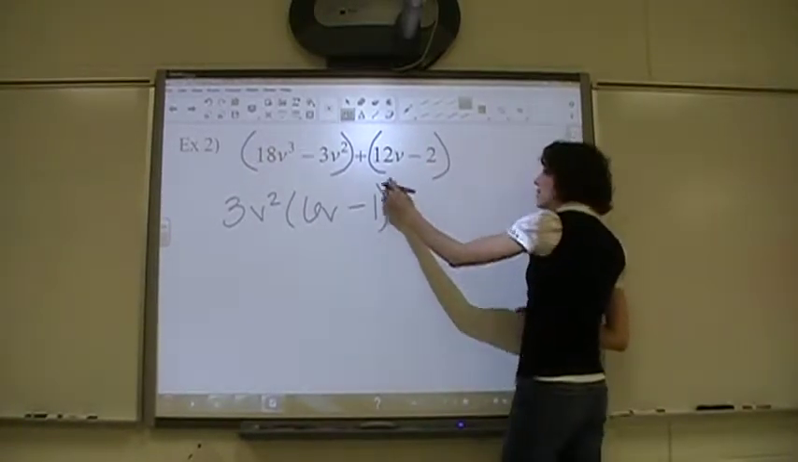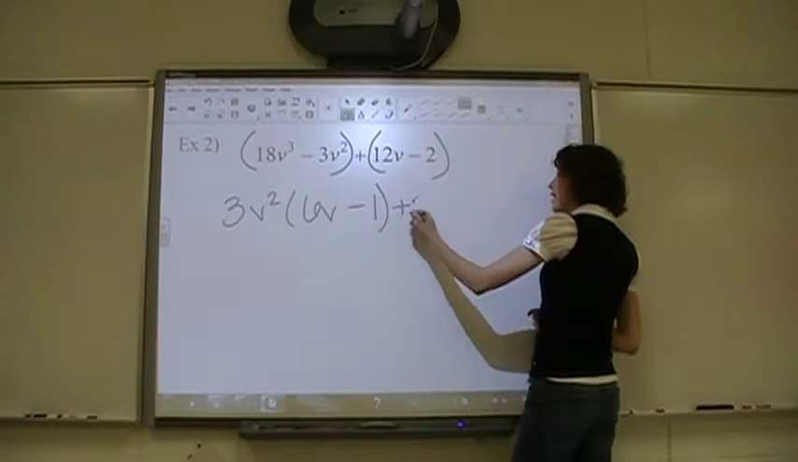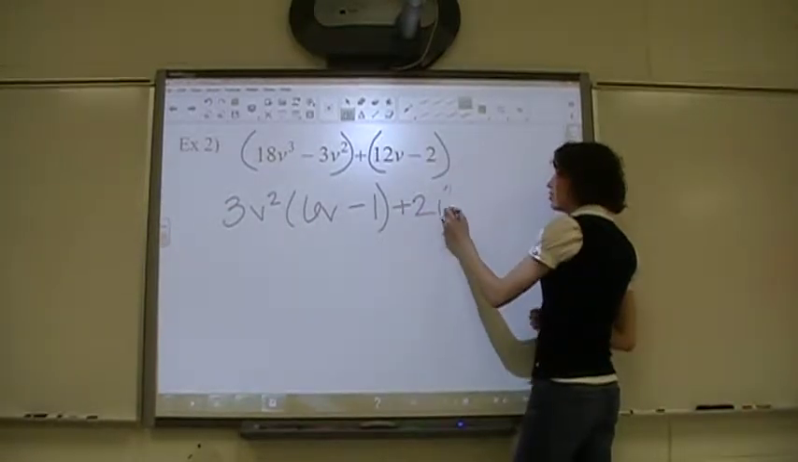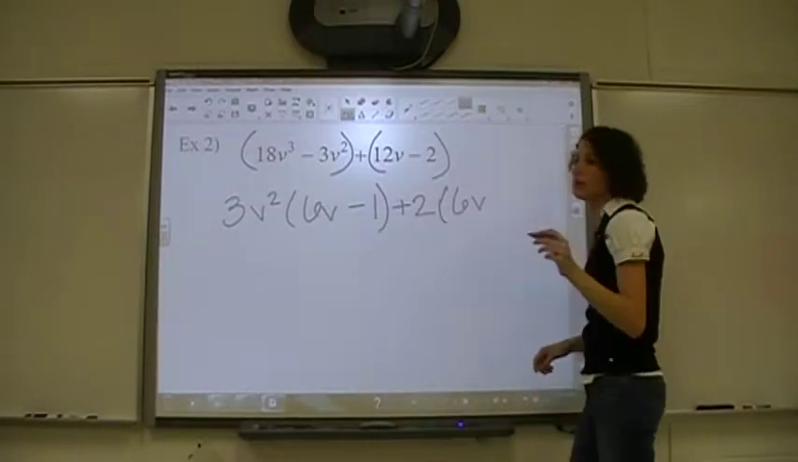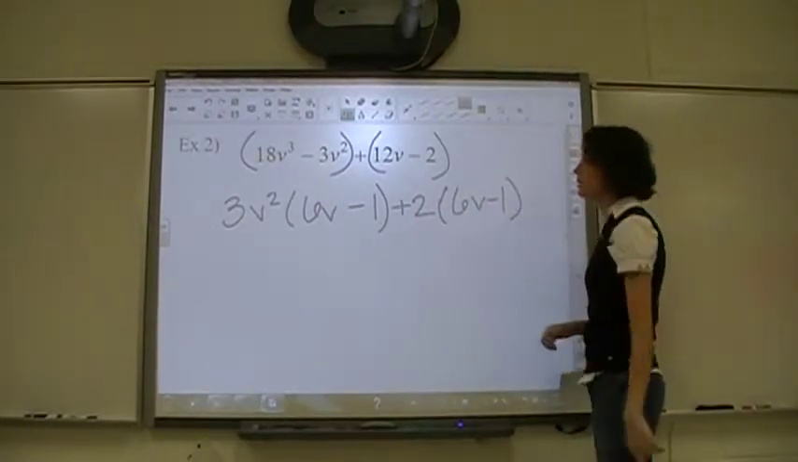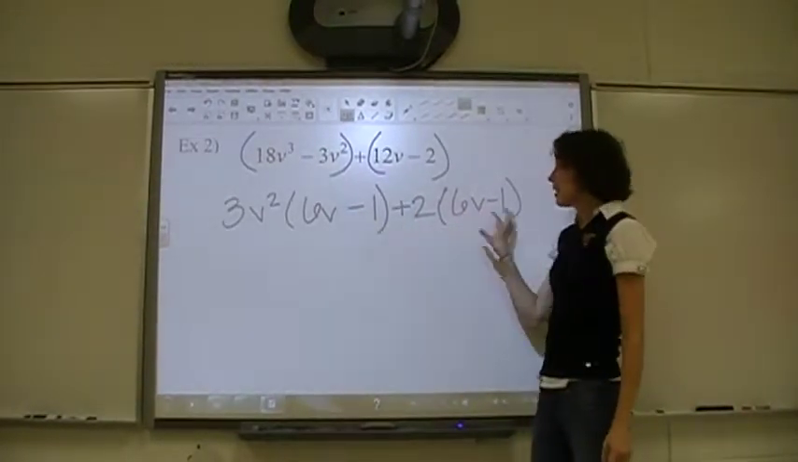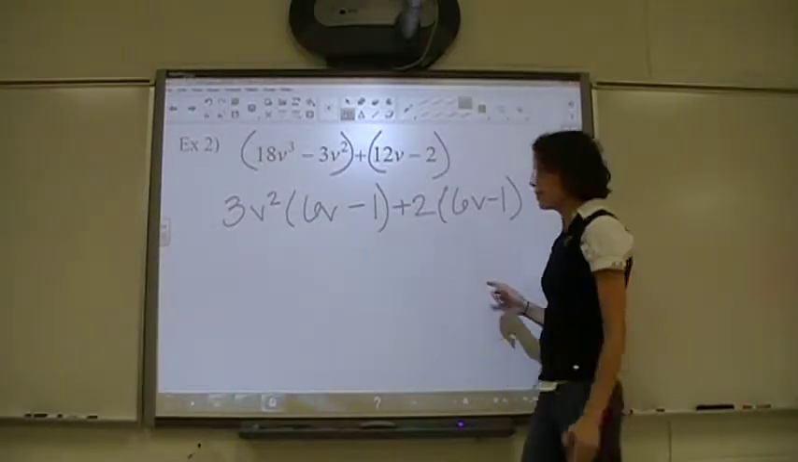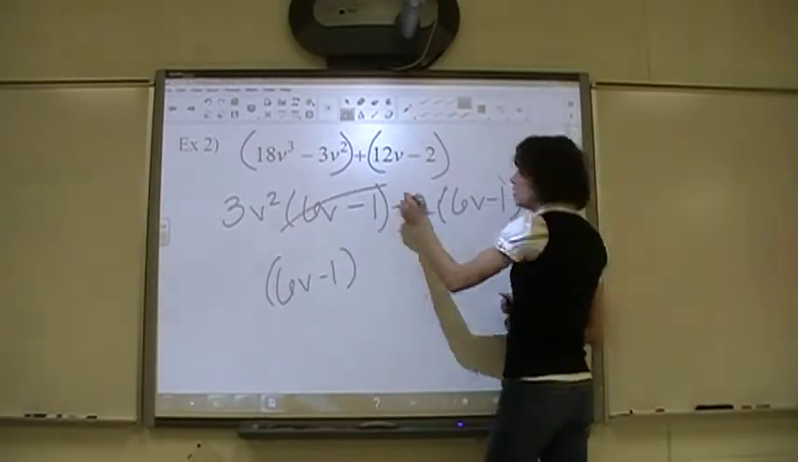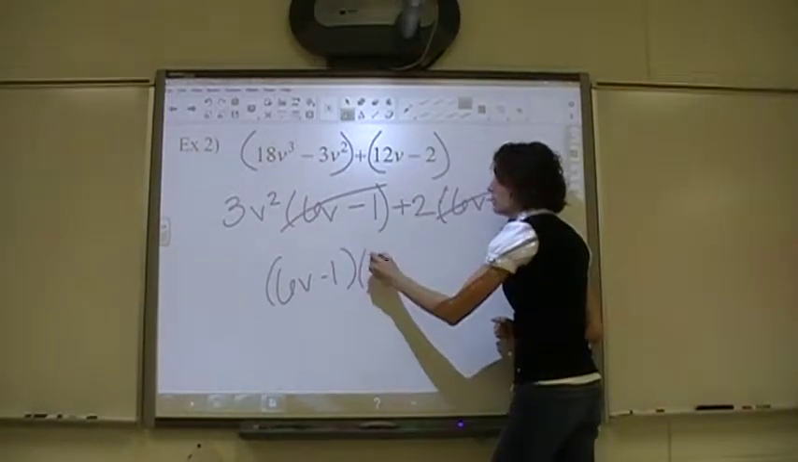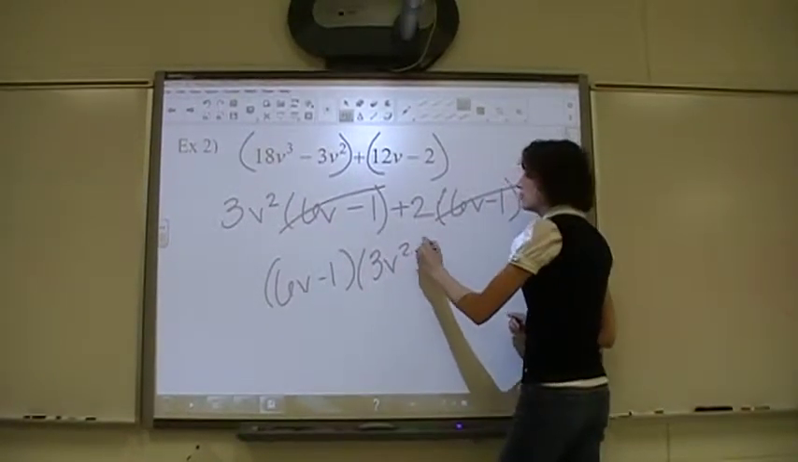So keep that plus sign. Out of 12 and 2, you can take a 2 out, and you're left with 6v. And again, you took the whole entire 2 out, so make sure you have that placeholder of a 1. Again, we have the same exact thing inside those parentheses, which is what we want. So you write what you see twice, which is 6v minus 1. Cross those guys out, and you're left with 3v squared plus 2.